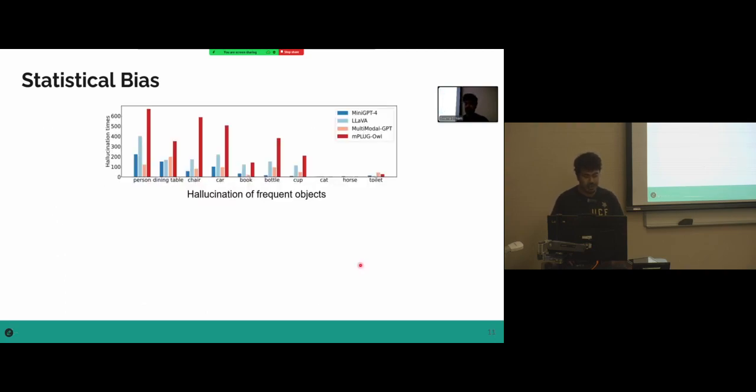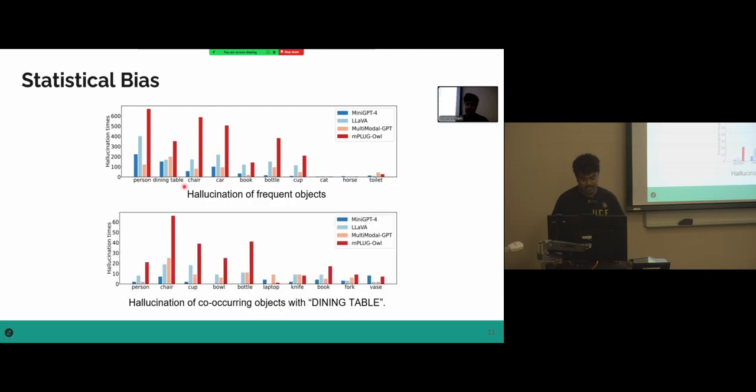And this statistical bias, we can observe it by doing some analysis on models like MiniGPT-4, LLaVA, Multimodal-GPT, and mPLUG-Owl, and we see that these models tend to hallucinate more on classes like person, dining table, and chair. If you recall, these are the same classes that appear the most in datasets like COCO. We can also see an example of hallucination of co-occurring objects, where if you provide these models enough images with dining table, they tend to hallucinate more on classes like person, chair, and cup, and that is because these objects usually co-occur the most with dining table.